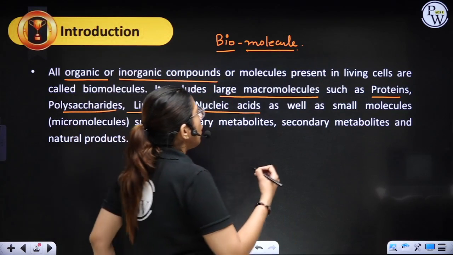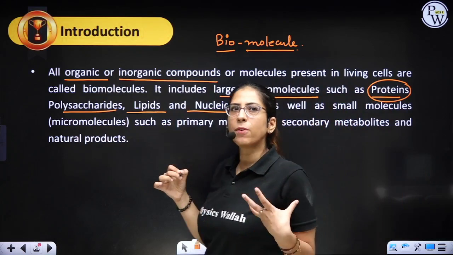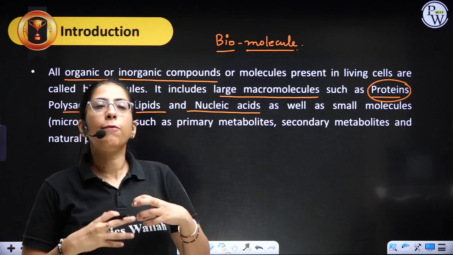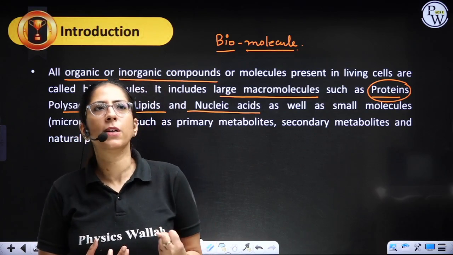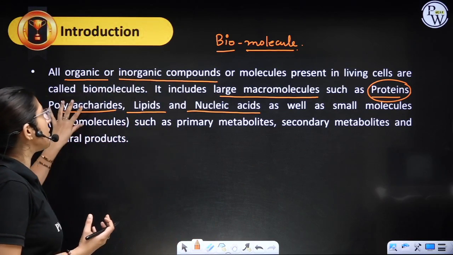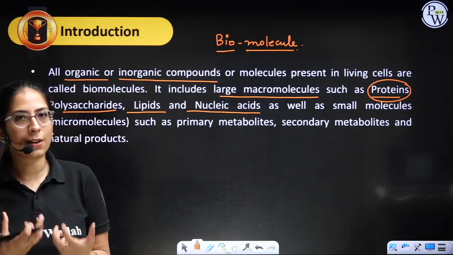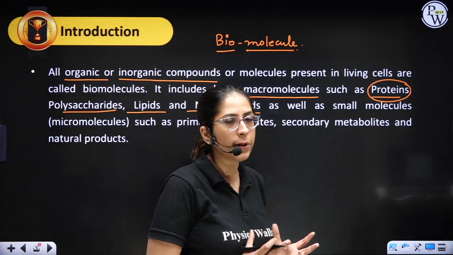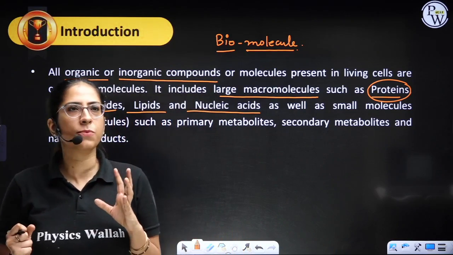Now, to talk about the proteins, you all know they are made up of amino acids. A chain of amino acids join together, and they fold into secondary, tertiary and quaternary structures, and what they form is a protein. Similarly, we have polysaccharides. Polysaccharides are basically your complex carbohydrates, which act as a structural component as well as a storage component in living organisms.